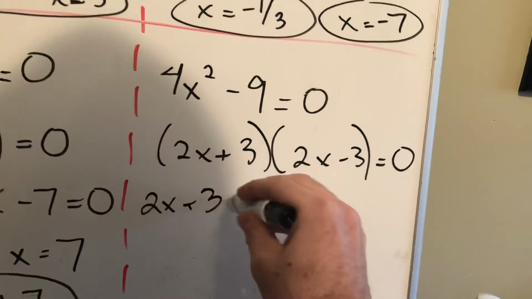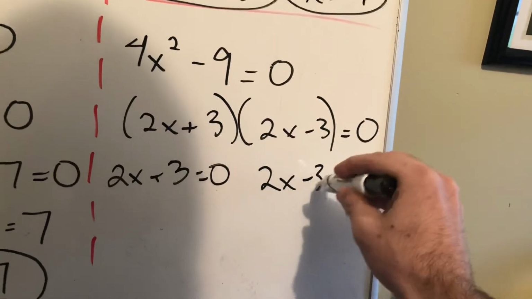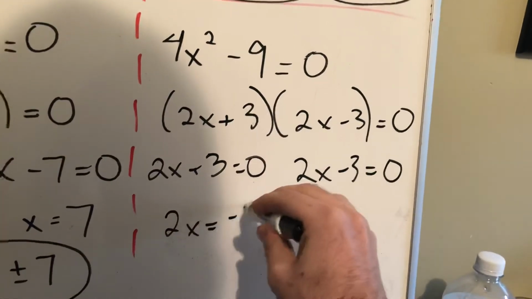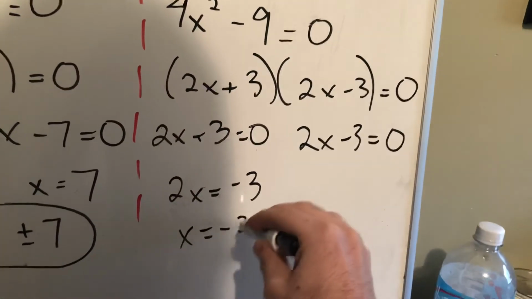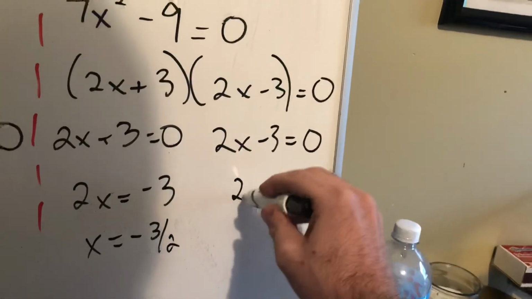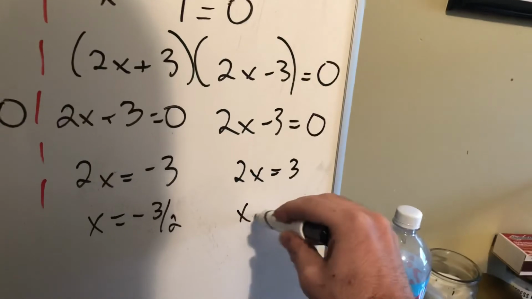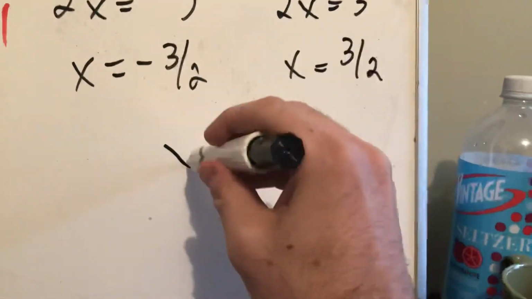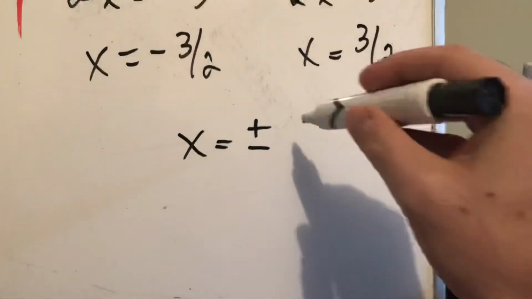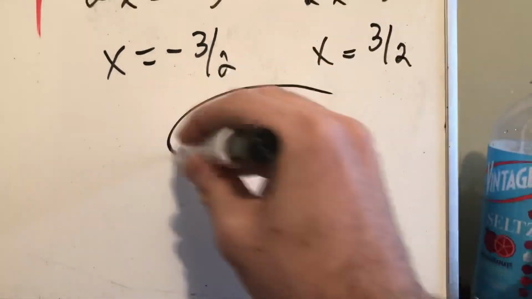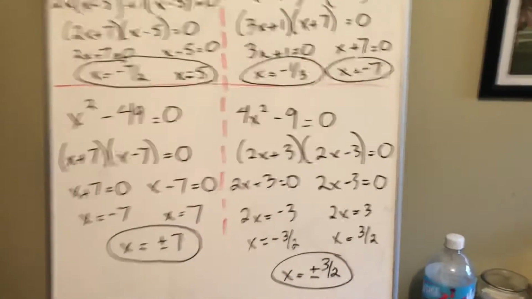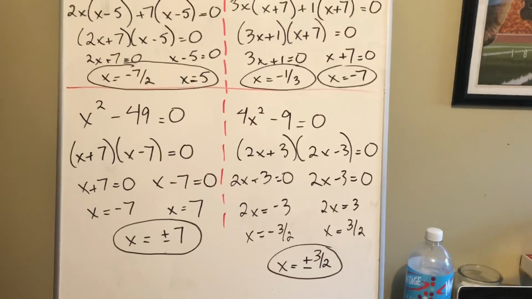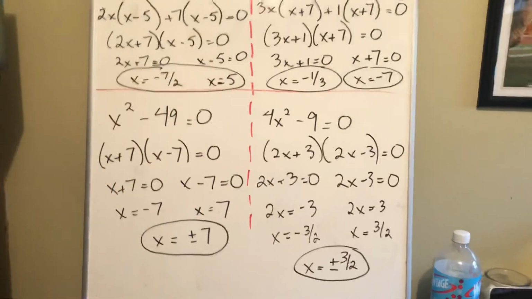Zero product property. Subtract 3 from both sides. Divide by 2. So it's negative 3 halves. I think you can see we'll get a very similar result over here. This time it's positive. So final answer: positive and negative 3 halves. Some somewhat challenging problems based off of using the factoring you learned before the spring break and the zero product property.